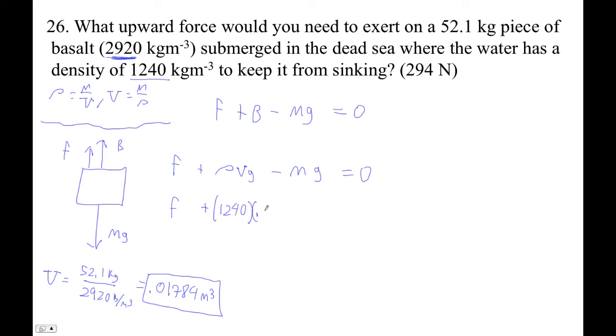And then 0.01784 times 9.81, minus, and then we can just do the downward force as the force of gravity, so 52.1 kilograms times 9.81, and that's 0. And of course the force is just going to end up being the difference between these two, right? So let's do this.